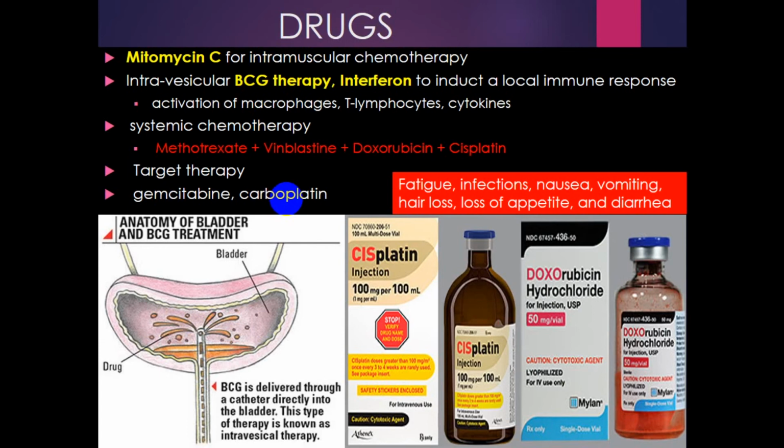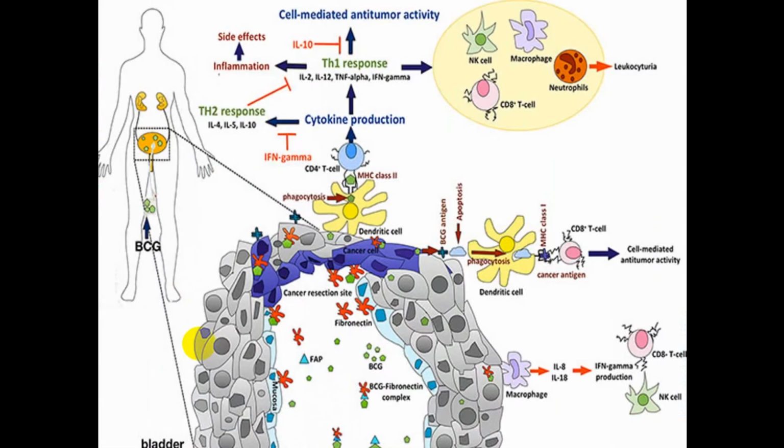Also, gemcitabine and carboplatin can be used, but side effects of such treatment can cause fatigue, infections, nausea, vomiting, hair loss, loss of appetite, and diarrhea. Here you can see the mechanism of usage of BCG if patient has a bladder cancer. This complicated scheme of action of BCG on bladder tumors shows how it activates our patient's immunity and leads to treating this state.